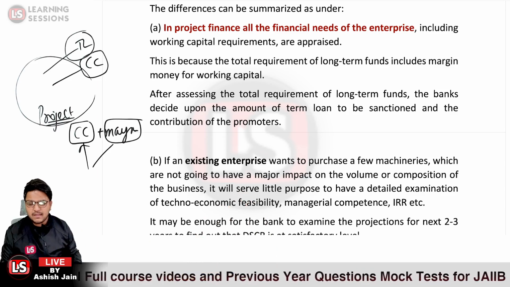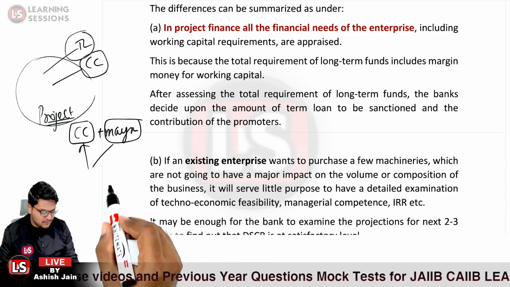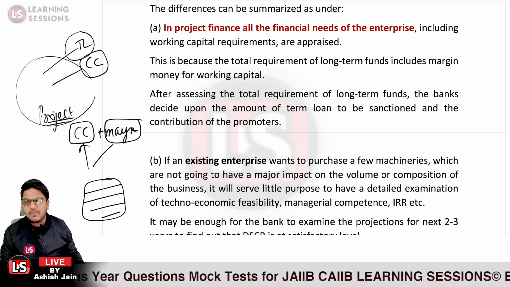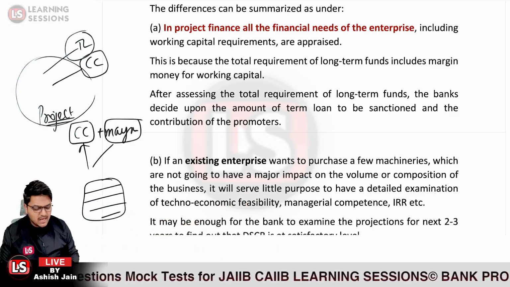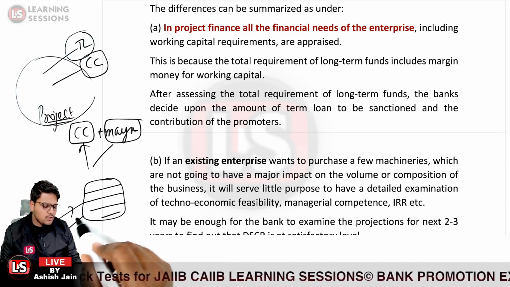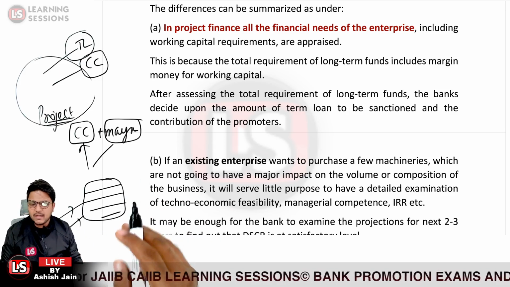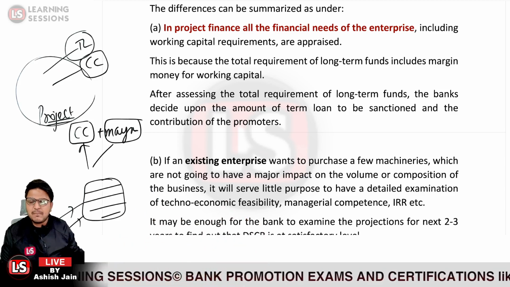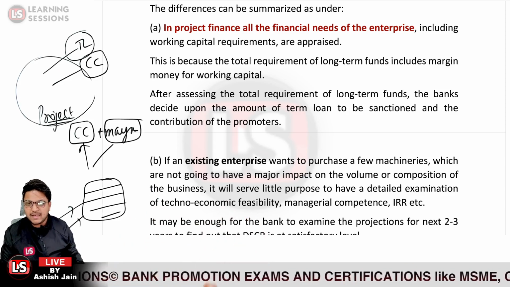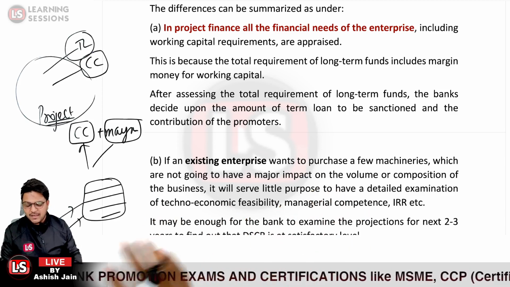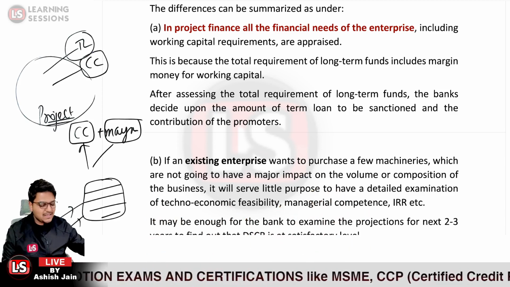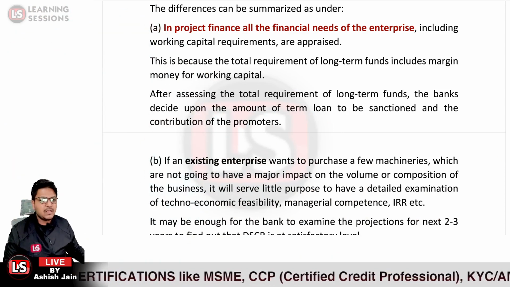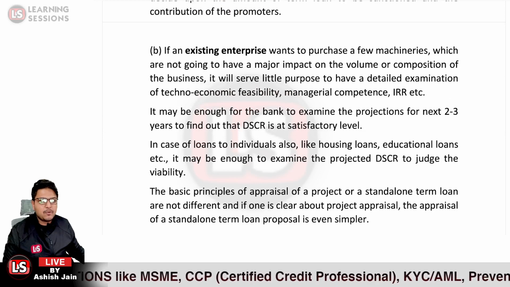But let us take the case where there is an existing firm, already working in the field, already viable and already generating profits, and it wants to buy new machinery. In that case it does not require that much detailed examination. So in that case term loan appraisal will be done, but where full examination is to be done, that is related to project appraisal. Is that clear?